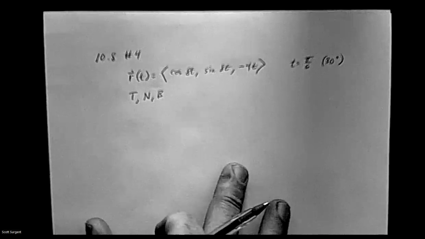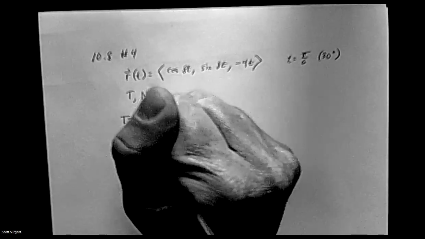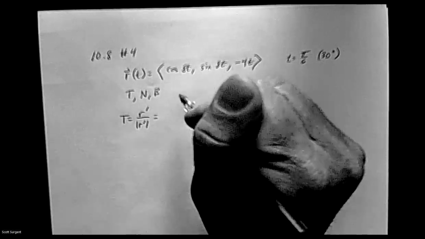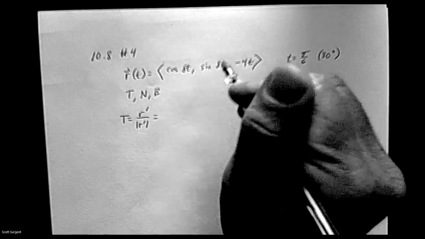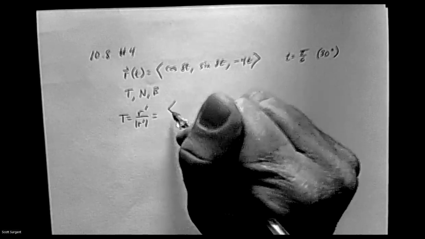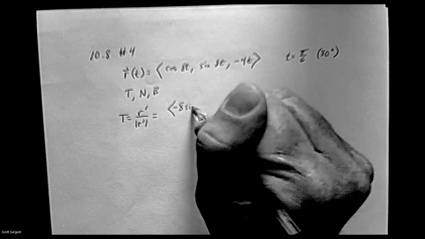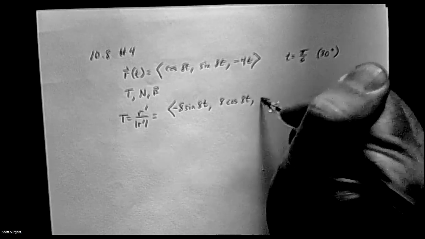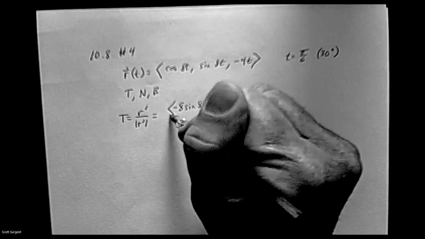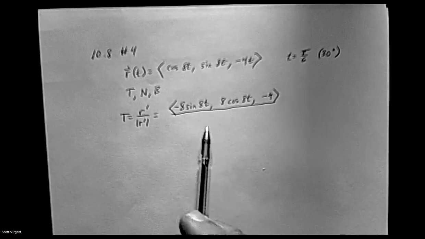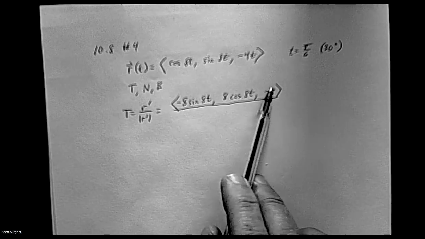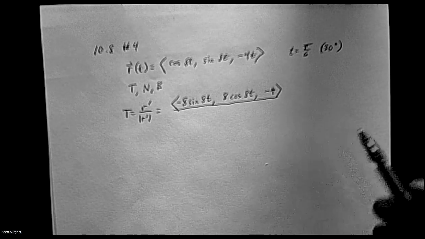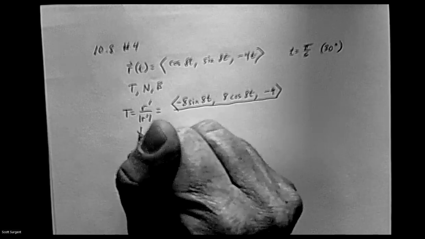With trigonometry, it's not that bad. Big T is just r prime divided by its magnitude, r prime. And so you take the derivative. Let's do that right here. On top, it would be negative 8 sine 8t, 8 cos 8t, negative 4. And on the bottom, we're going to divide by the magnitude. And what I'm going to do is I have to magnitude this thing, but it's not nearly as bad as it looks. So off on the side, let me just do it right here.